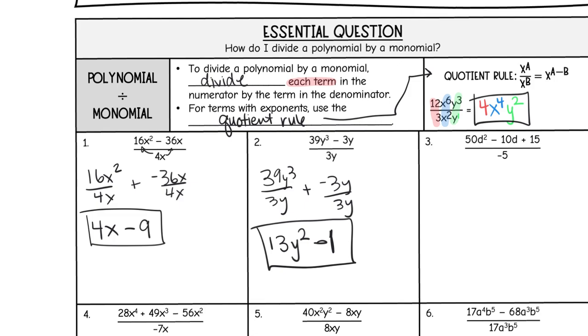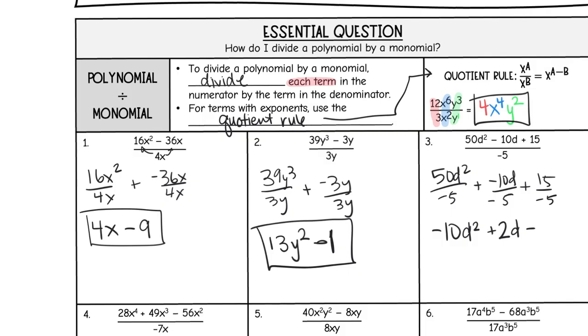All right, next up, 50d squared divided by negative 5 plus negative 10d divided by 5 plus 15. Oh, those are negative 5s. Divided by negative 5. Okay, so 50 divided by negative 5 gives me negative 10. The d squared hasn't changed. Negative 10 divided by negative 5 is a positive 2. The d hasn't changed. And then 15 divided by negative 5 is just negative 3. And that's already in standard form. So that is my answer.